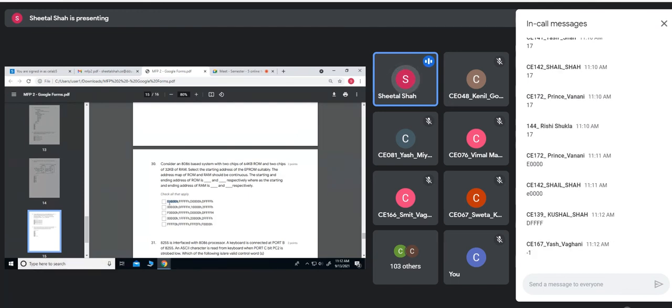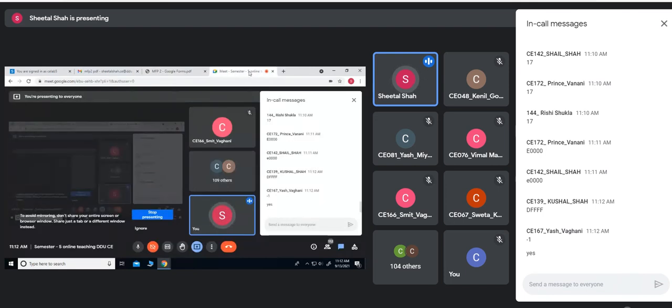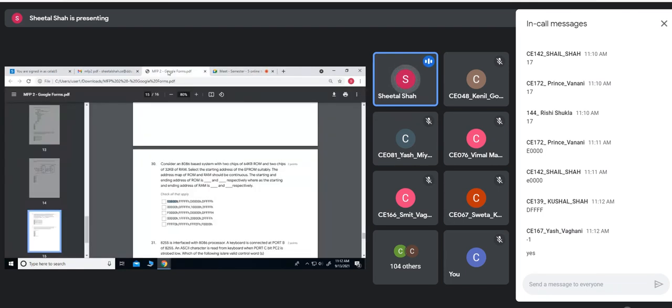1 less than this starting address. So E00000 minus 1, that is DFFFF. Very good. Okay, so DFFFF would be my ending address, and accordingly I have to find out the starting address. So the total capacity of the RAM is 64 kilobytes because there are two such chips.